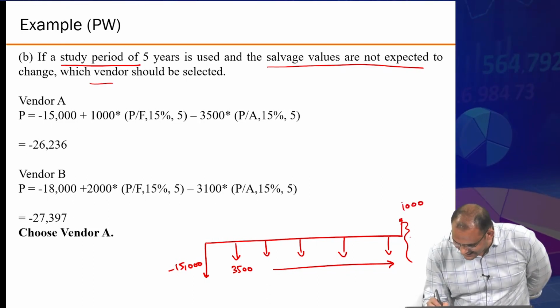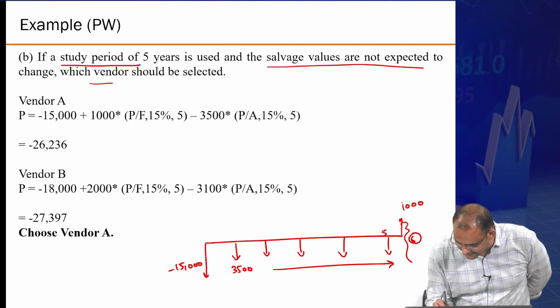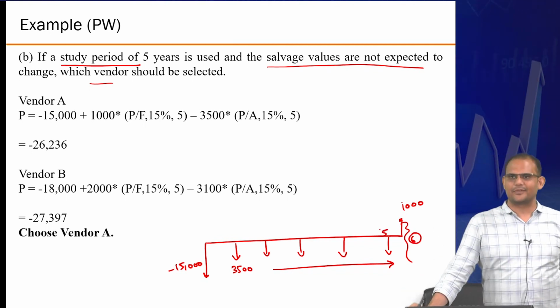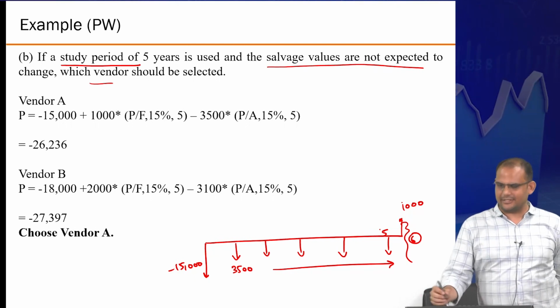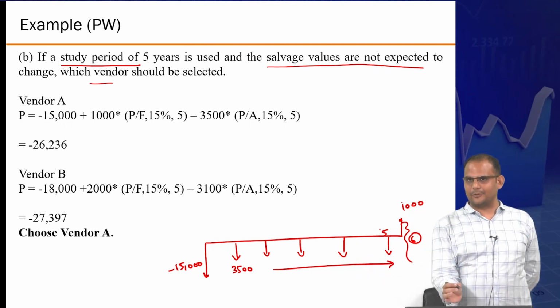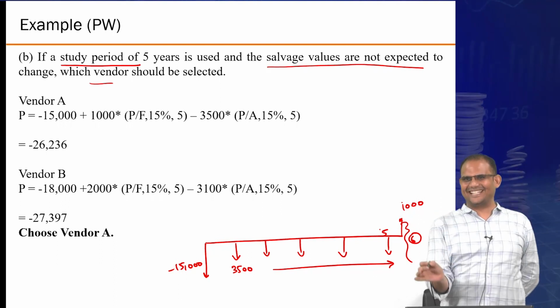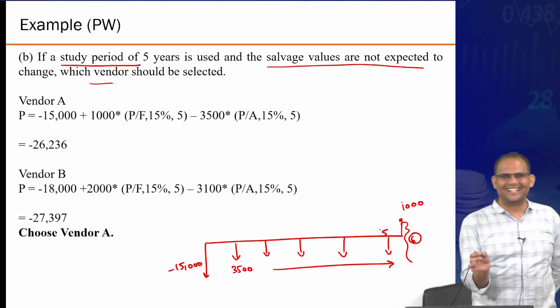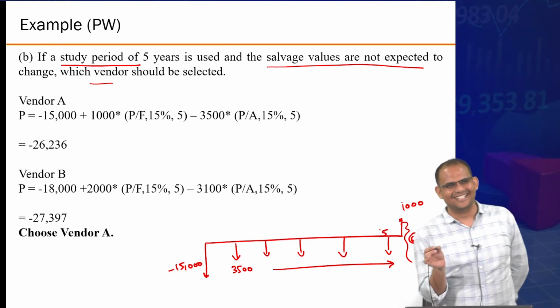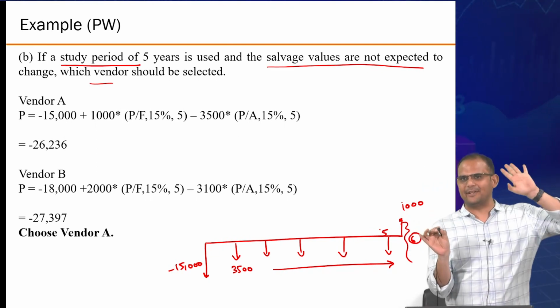So he says salvage value should be at the end of 6th year. So then salvage value should not be taken into account. But it has to come at 6th year only. How many of you think salvage value should be in 5th year?